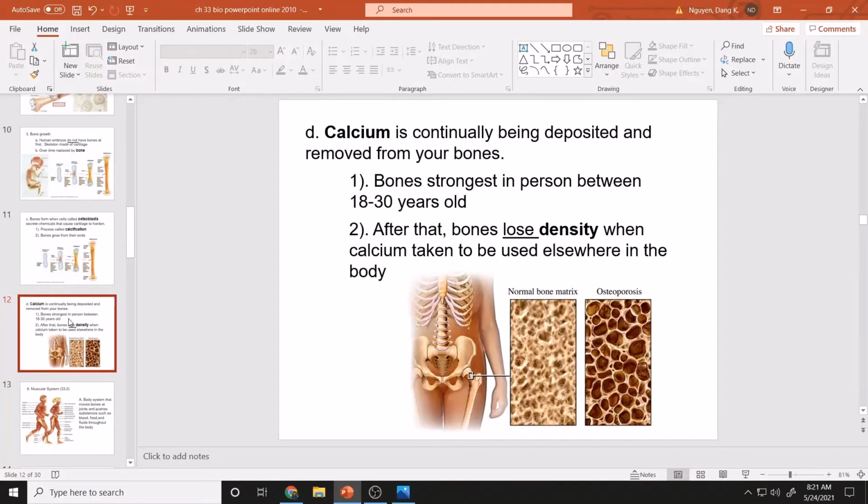The calcium is always being deposited and removed from your bones, and your bones are the strongest anywhere between the age of 18 to 30, and then after that you start to lose bone density as you age, and this is a condition called osteoporosis, where your bones are not as dense.